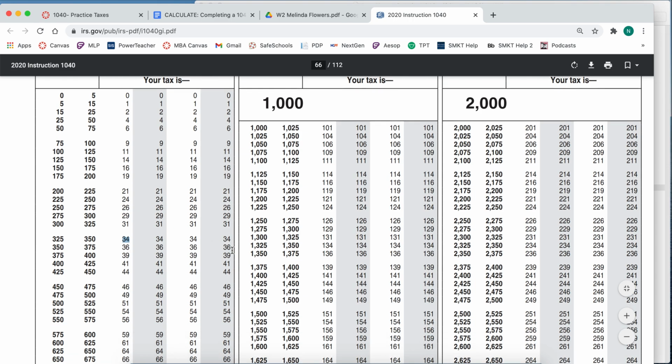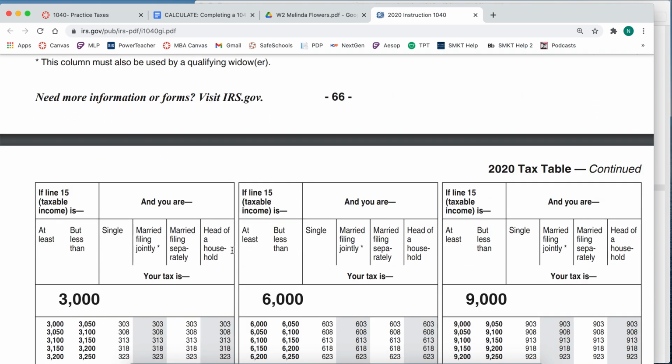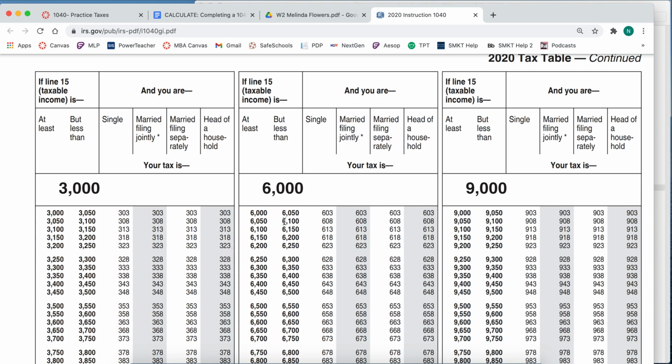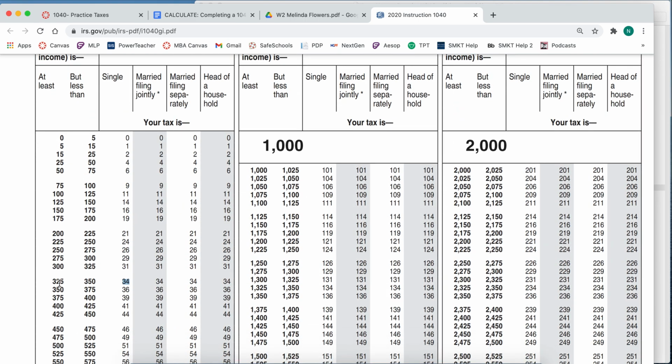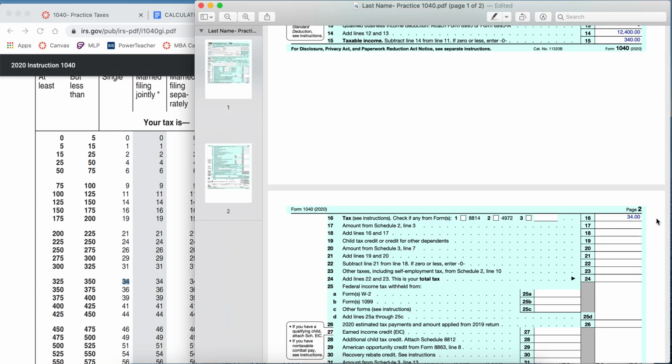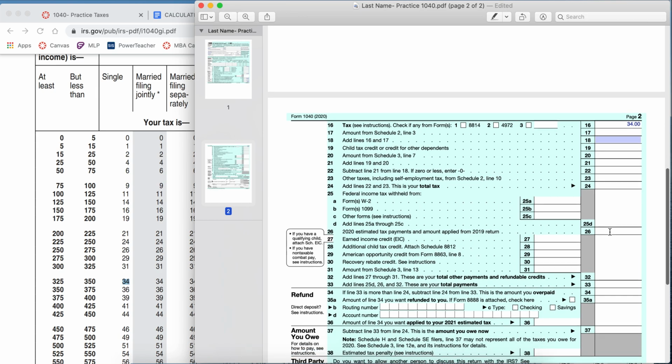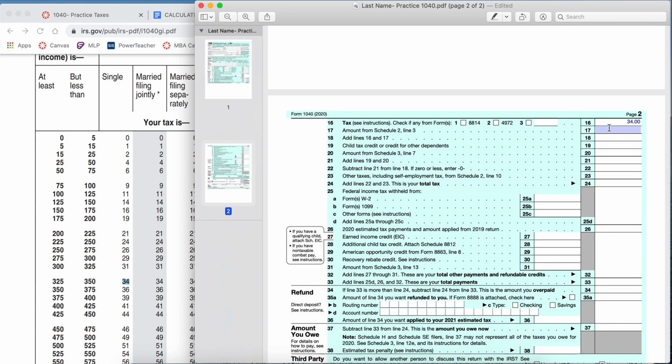Again, if she had a larger number, maybe she owed $6,020. We would find at least $6,000, but less than $6,050, they would owe $603. But they do not. She only is taxed on $340, so her tax that she owes is $34. And then we look at our cheat sheet again, and it tells us that line 17 should be 0. 18 asks us to add those amounts together, so I have $34.